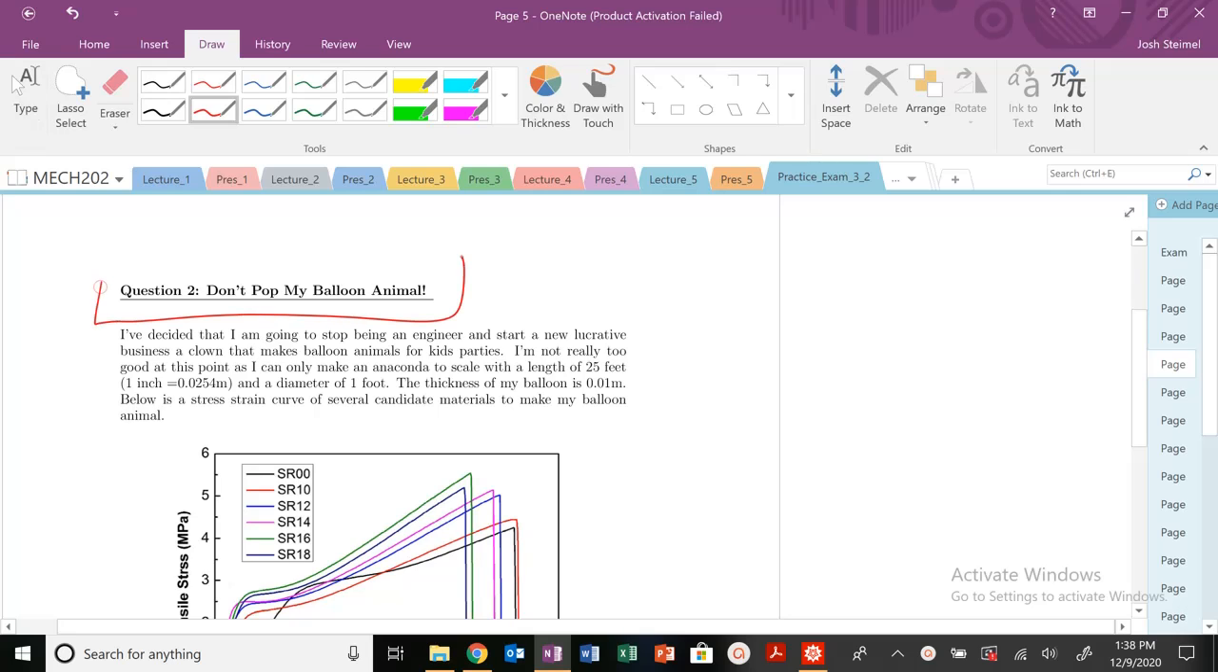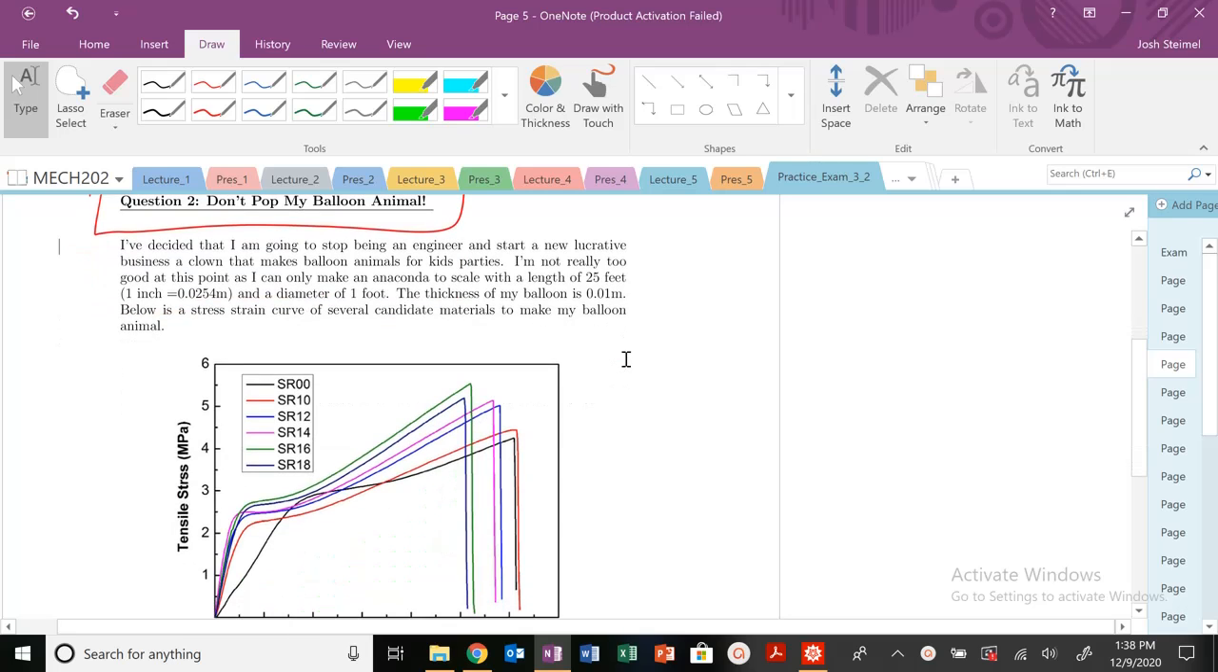And we're on question 2 on our second practice exam, which is "Don't pop my balloon animal." So I'm tired of being a material scientist and a polymer physicist, as I'm sure maybe some of you are as well at the end of this class. No, you all love polymers. But instead, I'm going to start a new lucrative business being a clown. I'm going to make balloon animals for kids' parties.